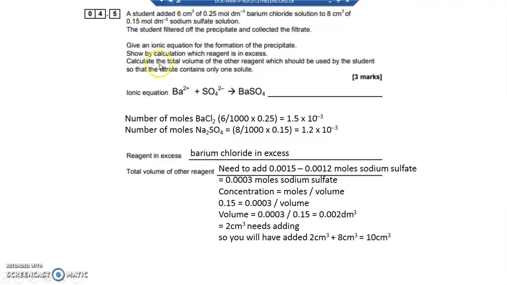Now if you read the question carefully, it says calculate the total volume of the other reagent which should be used. So I've added 8 to start off with, 8 centimeter cubed sodium sulfate. I need another 2 centimeter cubed, so you've got to add 10 in total.